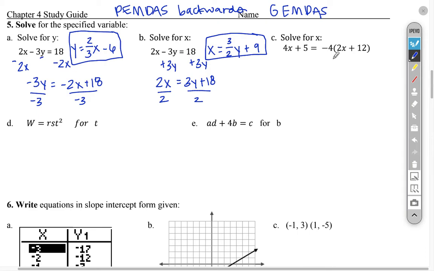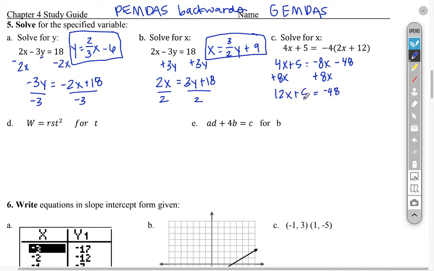Okay. Now, we need to first distribute this out before we can solve for anything, right? So we have 4x plus 5 equals negative 4 distributed out. It's going to give us negative 8x. Negative 4 times 12 is going to give us negative 48. And now we need to move one of our x's to the other side. I'm going to choose to move this 8 by adding 8x to both sides. Now we have 12x plus 5 equals negative 48.